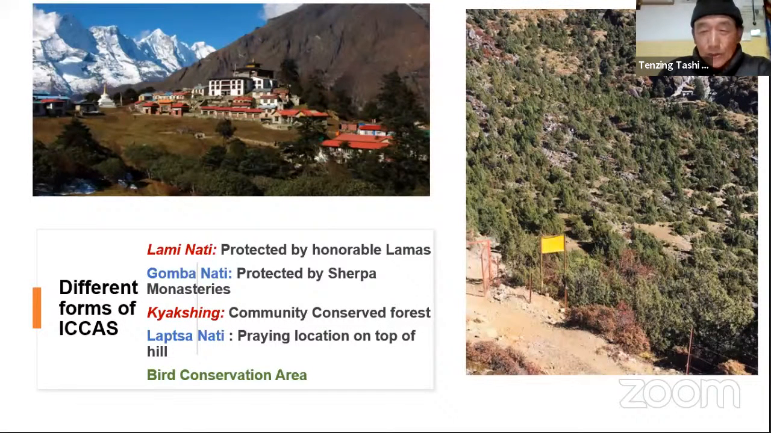And so we have many different types of ICCAs. The example like the Gumba Nati is conserved by the Gumba, and community conserved forest like Lapcha Nati. Lapcha Nati is a praying location on the top of a hill. We pray on the top of the hill. When we are going out of the village, we have to pray at the Lapcha. In Nepali we call it Deurali. Around the Deurali, it is not allowed to do any harm, like chopping trees. It is totally not allowed.